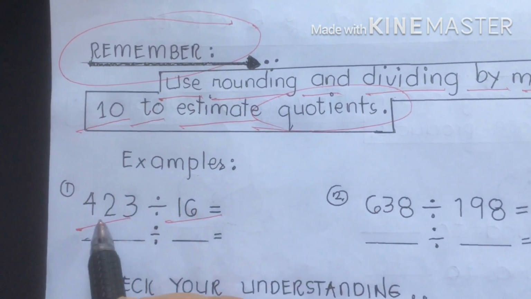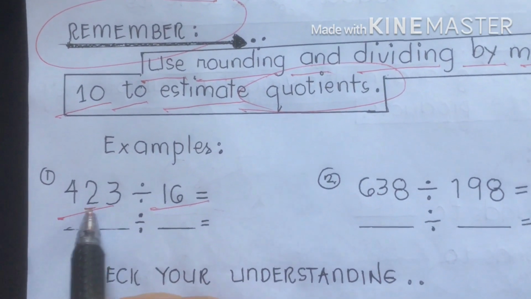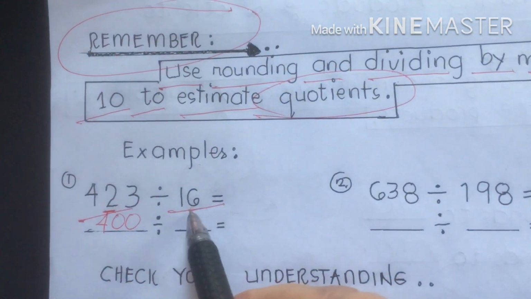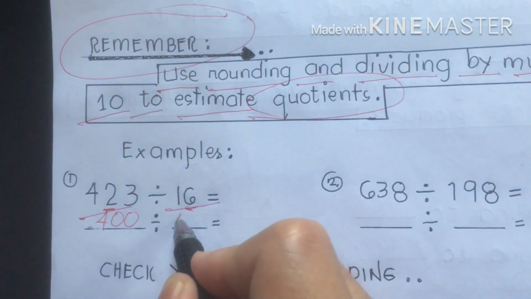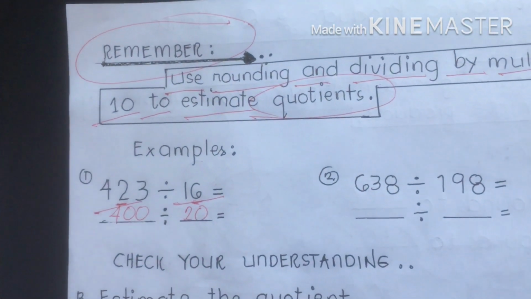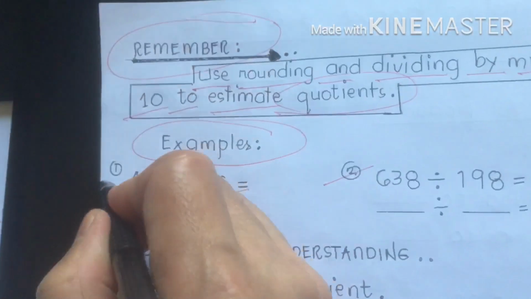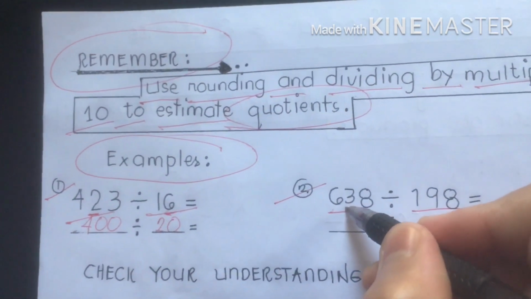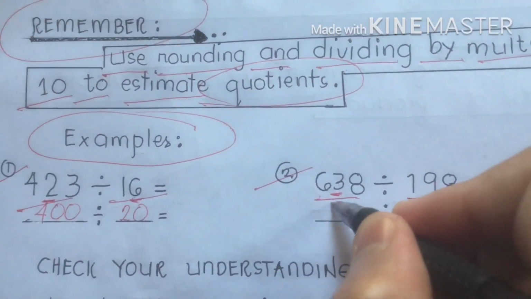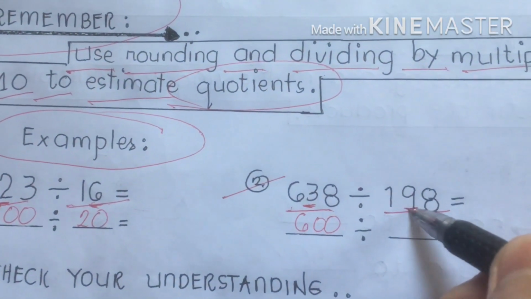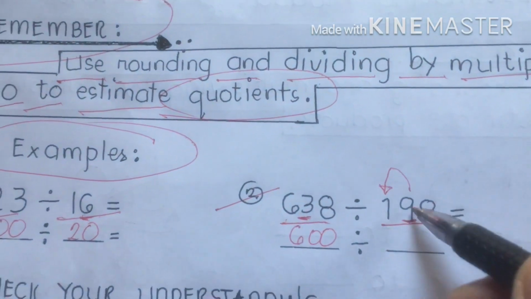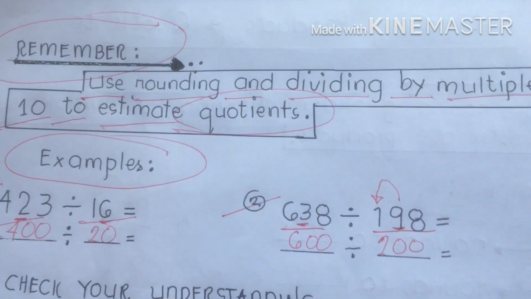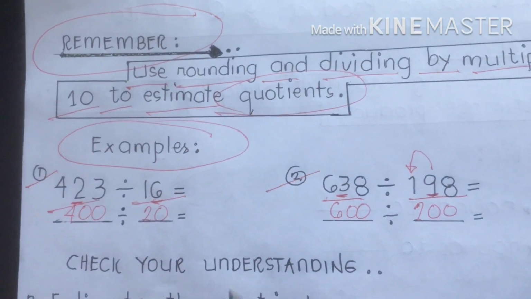Here we go, we have number 1, given 423 divided by 16. So we are going to round up first. Since our tens is rounding down, we're going to write here 400. 16, 6 is rounding up, so 1 becomes 2, so this is 20. Like that, that's our example. Second example, we have 638 divided by 198. Take note, guys, the tens place is rounding down, so we're going to write 600. The tens place is rounding up, so we are going to add 1 here, 9, so we are going to have 2. That's 200.